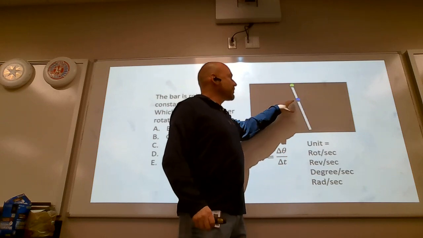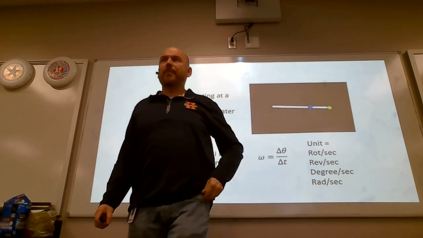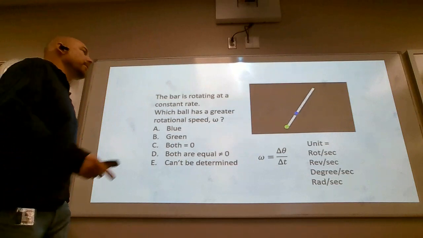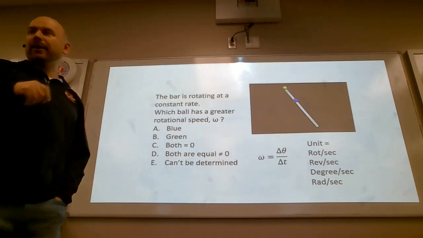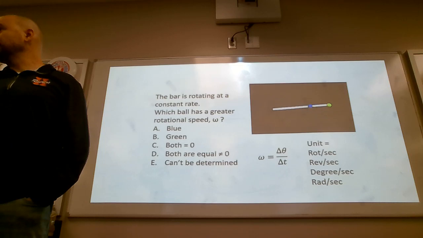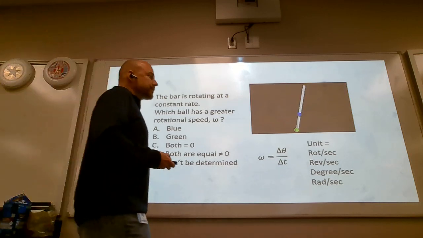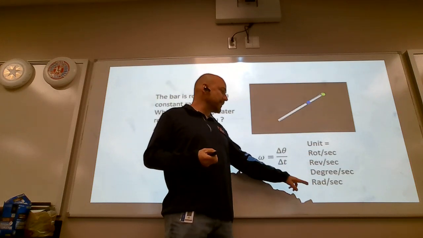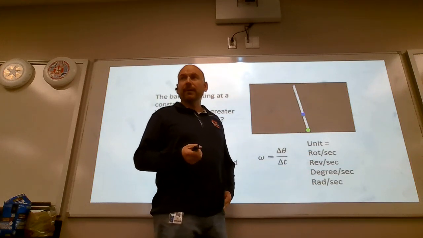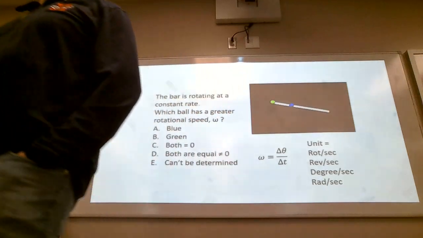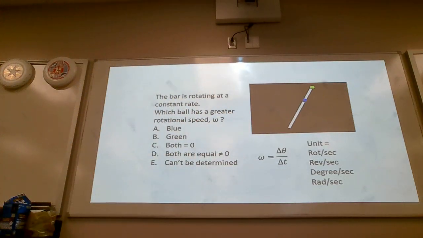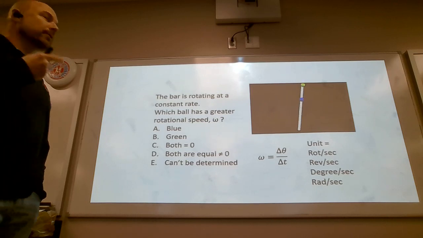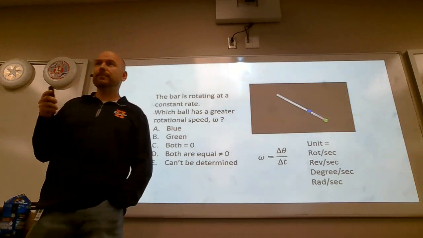Both are doing 360 degrees in the same amount of time. They're going in a complete circle in the same amount of time. They have the same rotational speed. Okay. So rotational speed can have units of rotations per second, revolutions per second, degrees per second, or radians per second. Also, have you ever heard of RPM? RPMs, rotations per minute. That is another unit of rotational speed. It's how quickly you're spinning, how quickly you're completing one revolution. Okay. Good with that?